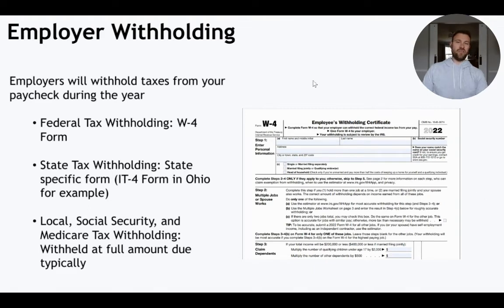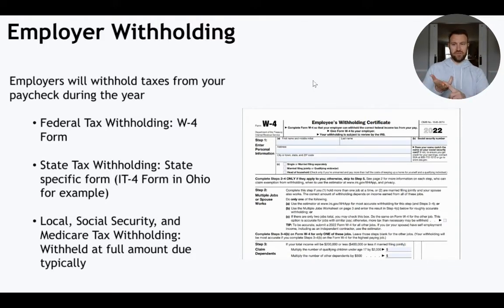During the year, your employer is going to withhold wages based on a form that you complete, typically upon hire, a W-4 form. It basically gives them an indication of how much tax you want withheld from your paycheck for federal taxes. Ohio has a form called IT-4 that does the same thing for state withholding. And there are instructions on those forms that talk a little bit about how to fill them out, what it means, what's going to be withheld.